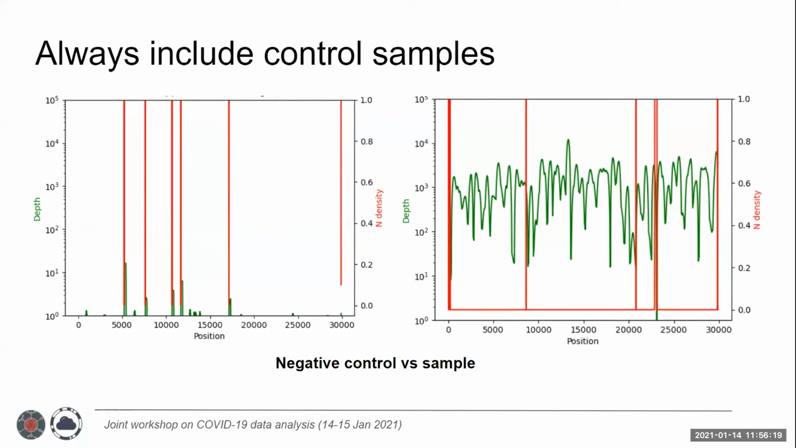To make matters worse, the SARS-CoV-2 genome itself has very low diversity. And so even if there's a small amount of crosstalk between lineages, that may radically alter your results.